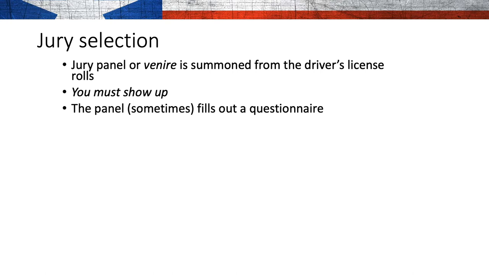The panel, which is just the group of people sitting there waiting for jury selection, sometimes will fill out a questionnaire. It'll try to short circuit the jury selection process. So it will ask you things like, tell me where you work, where your spouse works, who lives in the house with you. Have you ever been injured in a way that's similar to the person in the case? Do you work for a big company? What is your thought about insurance? And that just lets the lawyers know a little bit about you so that they can make a good decision as to who is the best fit for that case.